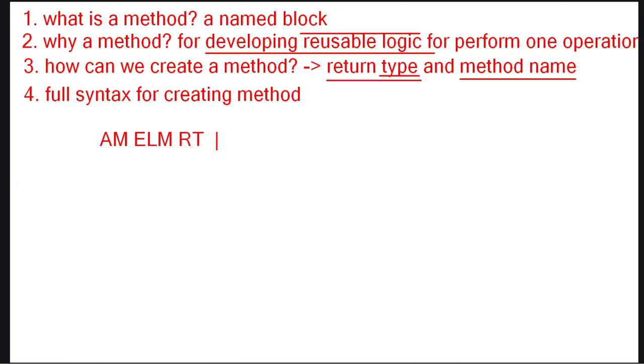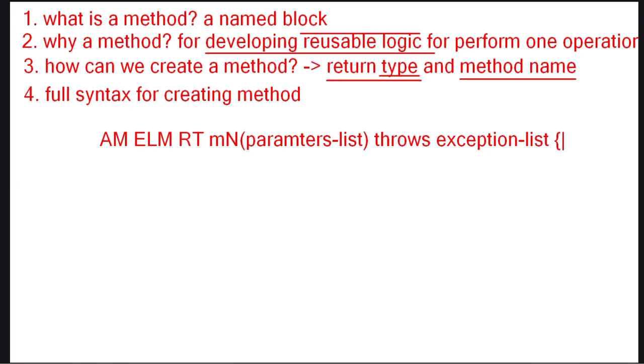Following the return type is the method name. What is the name of the method? M1, M2, M3 you can write for testing purposes. Generally, the name of the method is the operation name. Bracket. Many times I told you, when you want to execute a method, you require inputs. The inputs are called parameters list. If the given parameter is wrong, should I sit silently or throw an error? Throw an error. How can I throw an error? By using the throws keyword. The errors are called exception list.